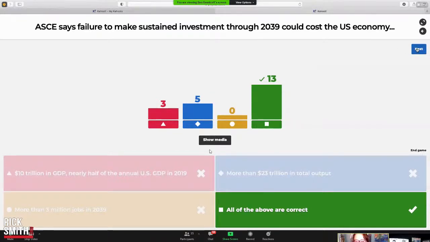The job losses, the loss to our GDP, and the loss in total output. That's not good. Not good at all. Which again tells us why we need to have a massive investment.